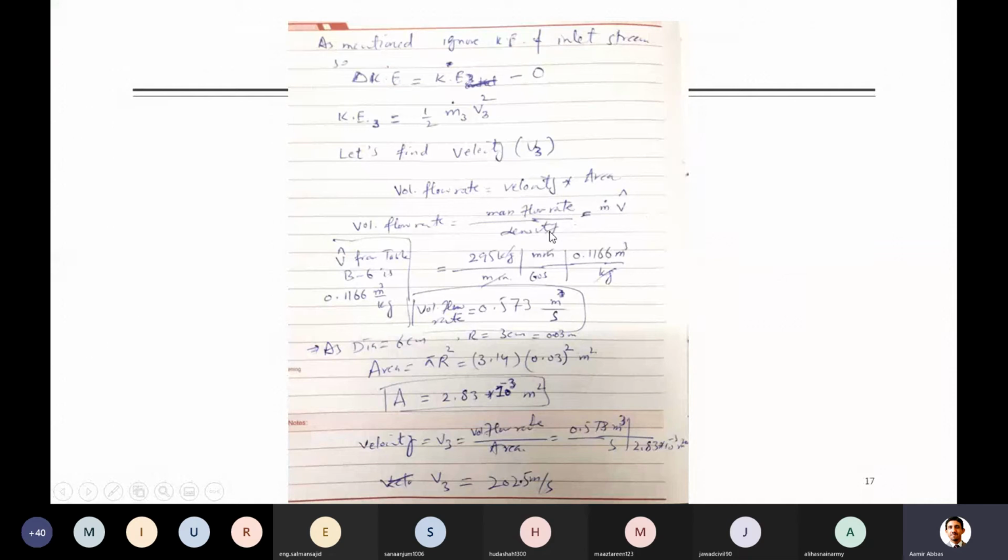Your equation is modified as mass flow rate over density. I can write it as mass flow rate times specific volume.